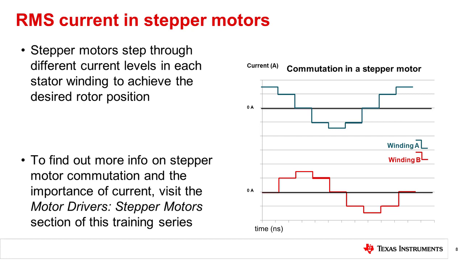One interesting thing about a stepper motor is that the total RMS current at any point in time is the same. This is because the sum of the current through each winding adds up to the same value, no matter what stage of commutation it is in. For example, if the current through winding A is 70% of its peak value, then the current through winding B will be 30% of its peak value. So the total RMS current is the same as the maximum continuous current in the coils. To find out more information on stepper motor commutation and the importance of current, visit the Motor Drivers Stepper Motors section of this training series.